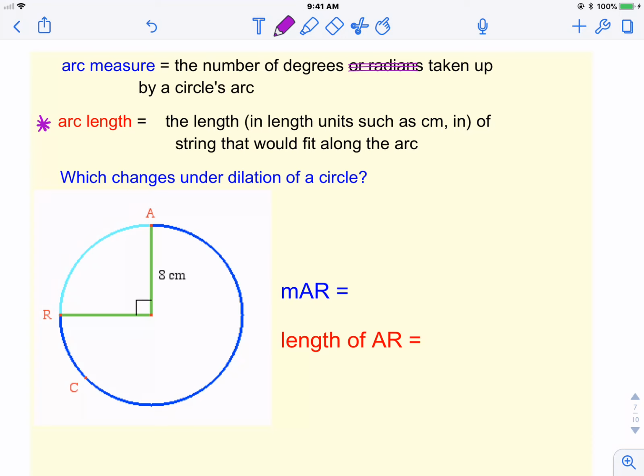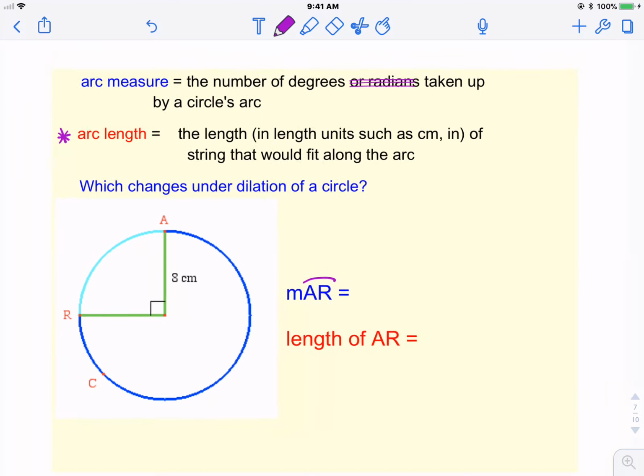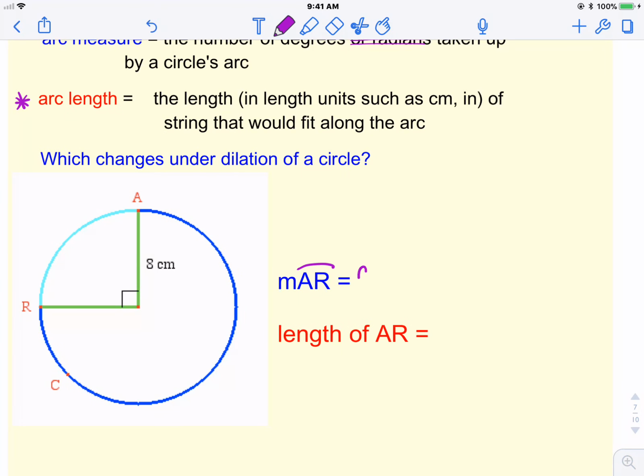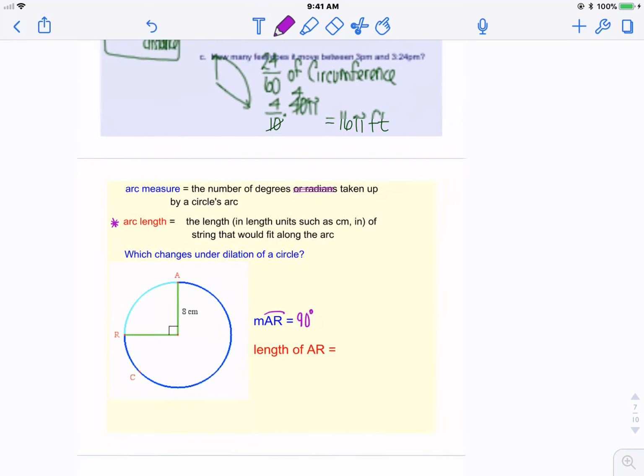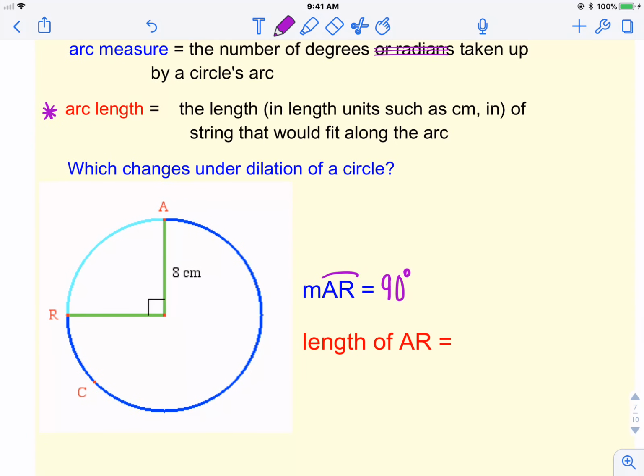So when we dilate a circle, we make it go from a smaller circle to a larger circle, stretching it in 2 different directions that are 90 degrees apart. What would change and what wouldn't change? The measure of arc AR in this picture, no matter how big or how small I dilate the page, is going to remain 90 degrees. The length, however, of arc AR is going to change. Here it is smaller, and here it's larger, even though the angle measure has not changed. So the length of arc AR is going to change under dilation.